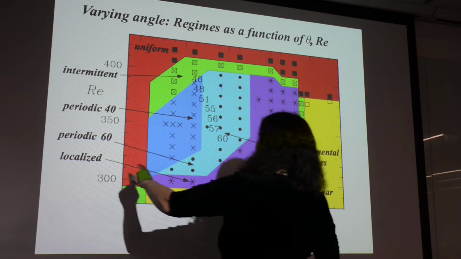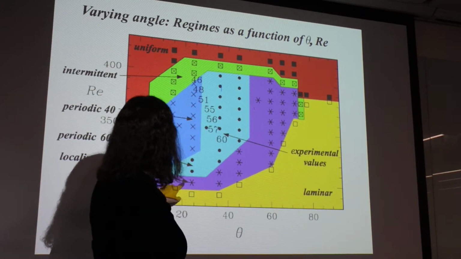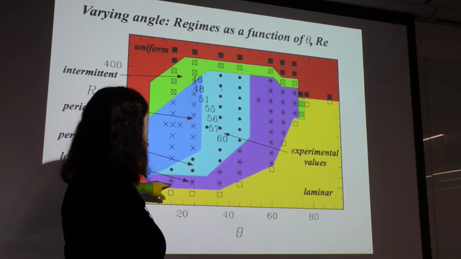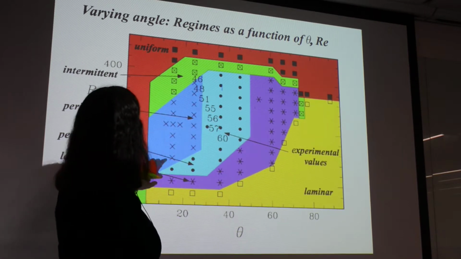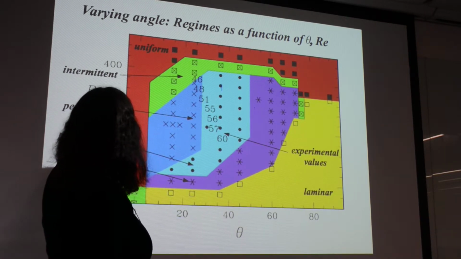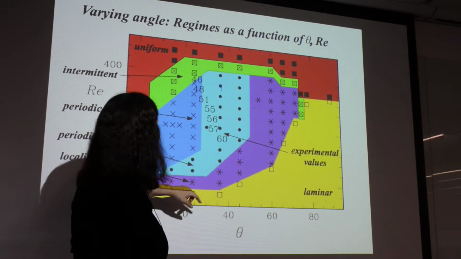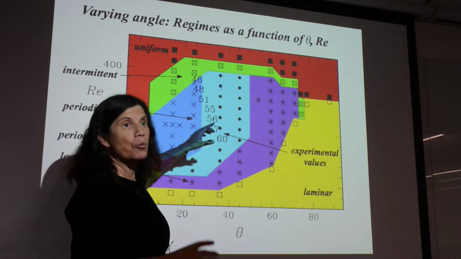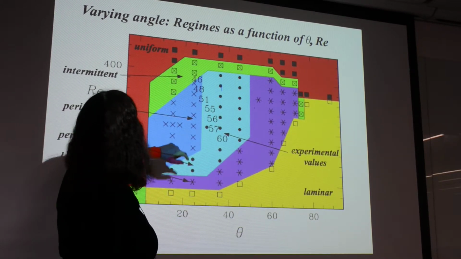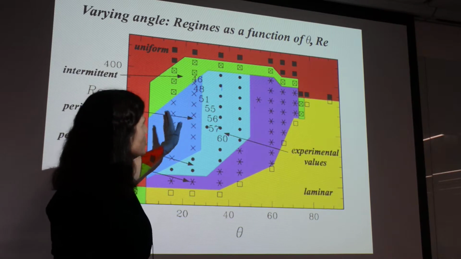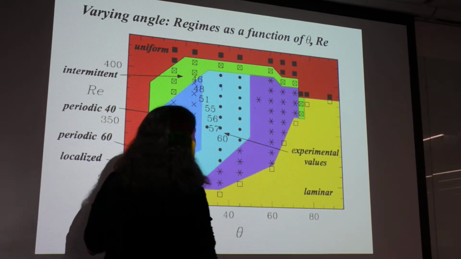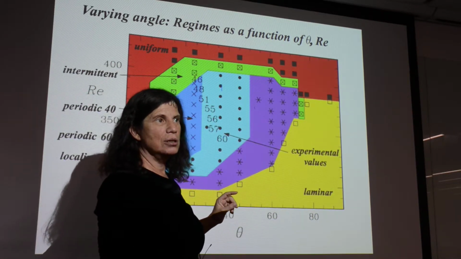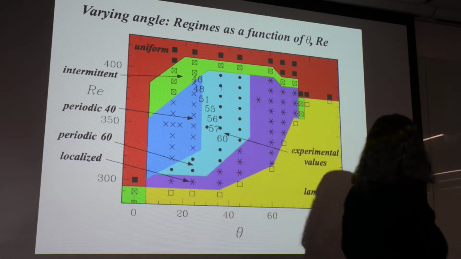These are the localized states that I mentioned where they don't care what wavelength they have, and that happened at the lowest Reynolds number. And then we had a wavelength of 60 and wavelength of 40. Remember when it lost one of the bands? Anyway, you can get lots of different angles. Experimentally, you cannot.